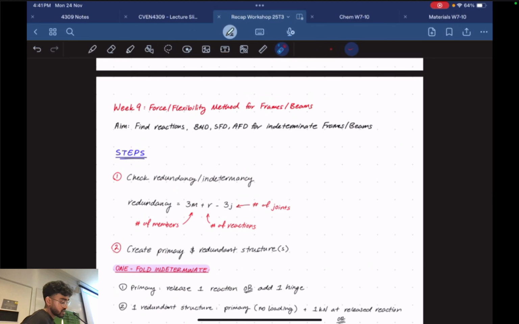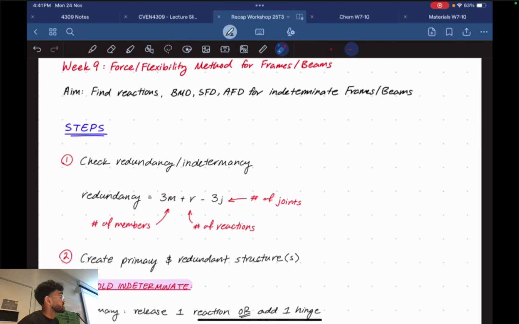Alright, next thing we're going to look at. If there's no questions, I'm going to move on to frames and beams, force and flexibility. Alright, cool. So your first step is the same. Find your redundancy or your degree of indeterminacy. However, the formula is a bit different. So you have 3m plus r minus 3j.